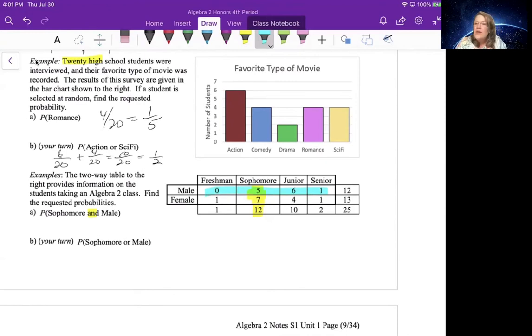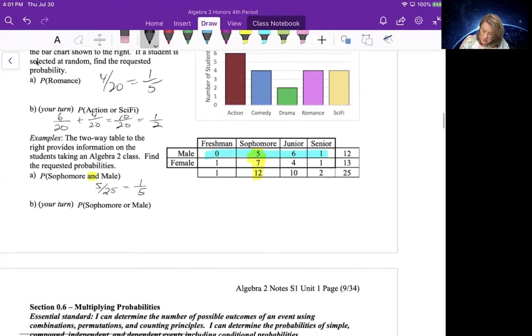So the only one that has sophomore and a male is a 5. There's only 5 students out of how many? 25. So the answer is 5/25, which is 1/5, okay? There's another way to do it, and I'll show you in just a minute on how to do that, but let's continue on with our addition probability problems.